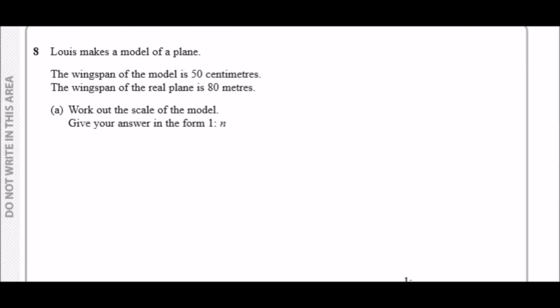So Luis makes a model of a plane. The wingspan of the model is 50 centimeters, whereas of the real plane is 80 meters. So for every model, 50 centimeters is equivalent to 80 meters. So let's put here 50 to 80, and this is from the model to the real. So the actual real design, the real specifications in real world design.